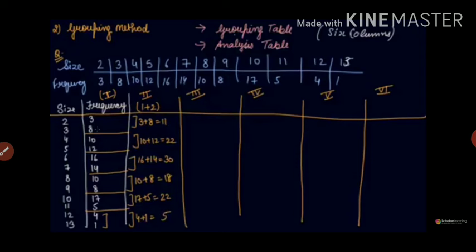Now you choose the highest frequency. From the first column, the highest frequency is 17. From the second column, the highest frequency is 30. Now let's see the third column.